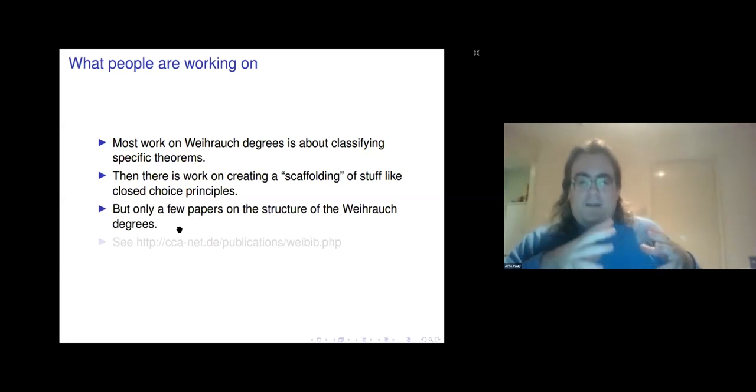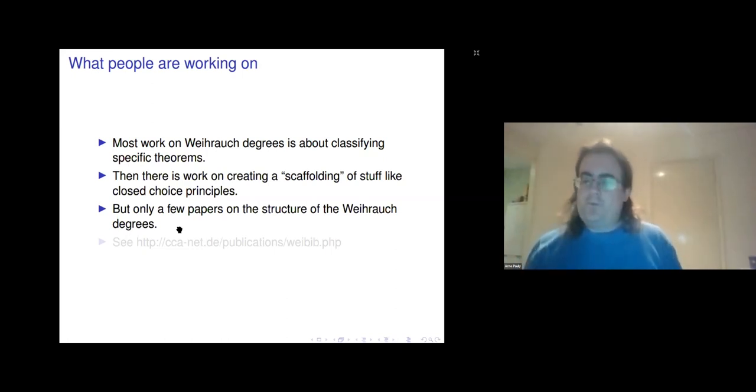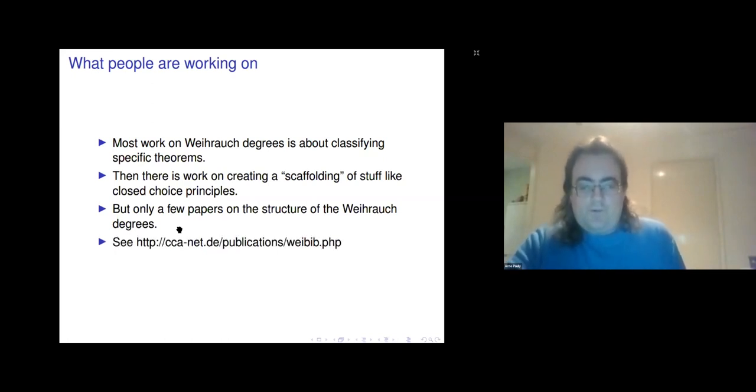The kind of really pure structure questions really haven't been done that much, and one of the reasons for giving a talk on this particular topic is that I hope I will be able to convince some people to do stuff there, because there's more stuff there that I want to see done than I can do. If you want to see what's going on in the area, there's the bibliography listing everything Vasco knows has been published in the area.